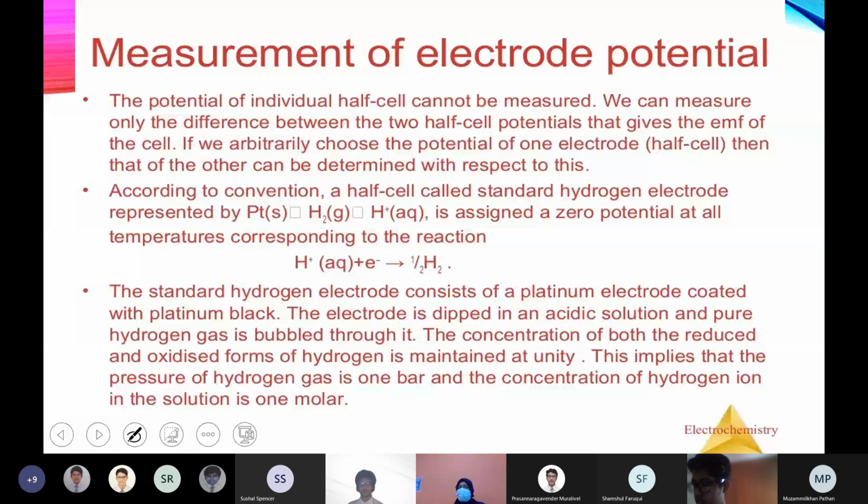Siddharth, actually, the circumstance that led to the standard hydrogen electrode is that the electrode potential of a half cell cannot be measured separately. Individually, you cannot measure the half cell. So you always need one more half cell to connect to measure its potential. That's why we take one half cell as a standard, and that half cell is the hydrogen electrode, which is known as standard hydrogen electrode.